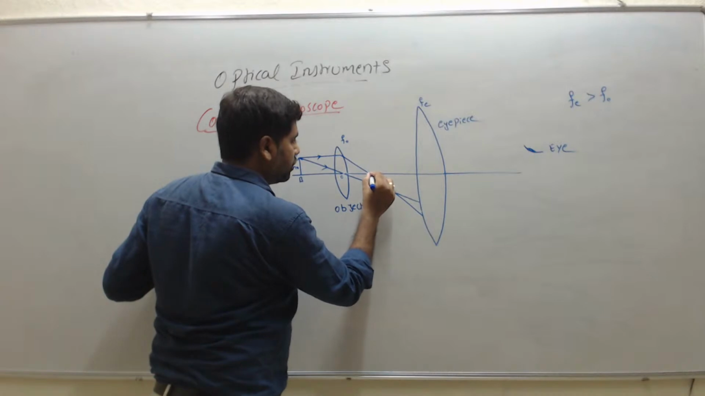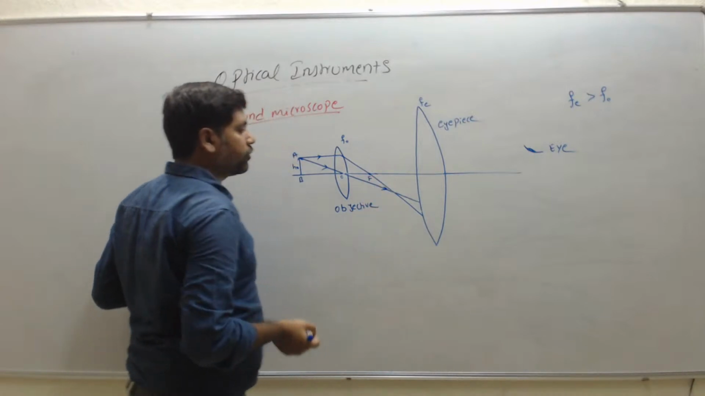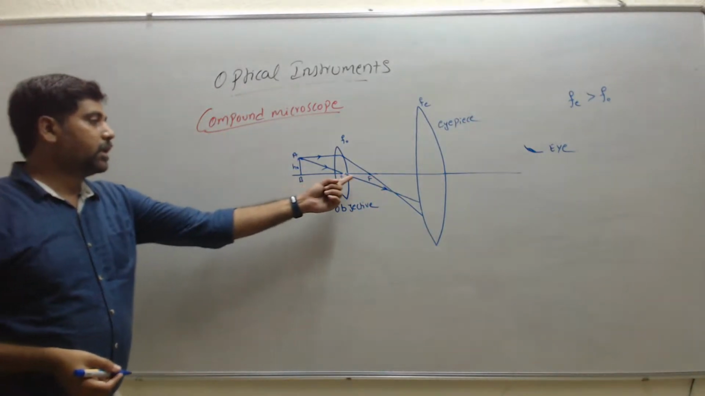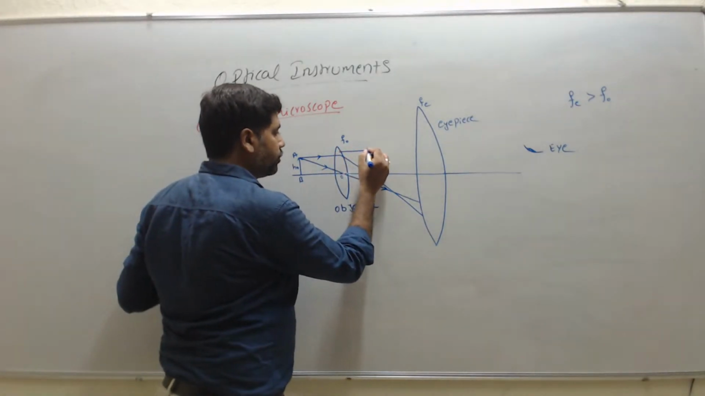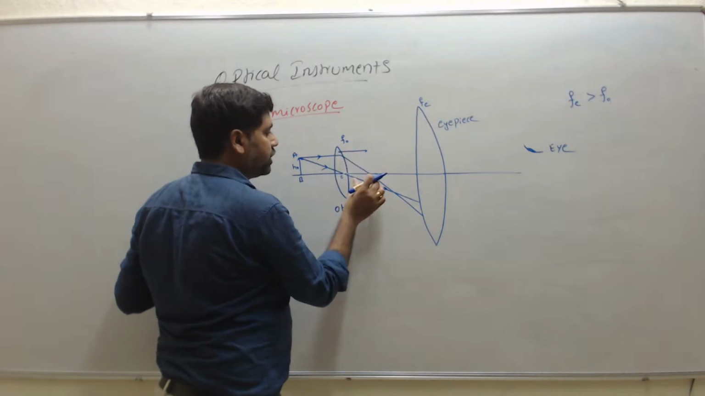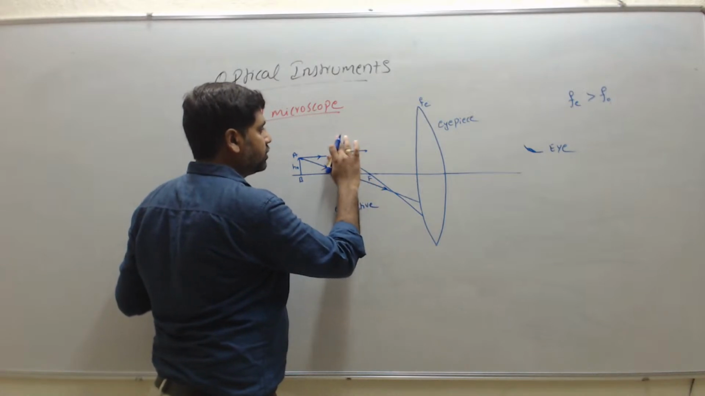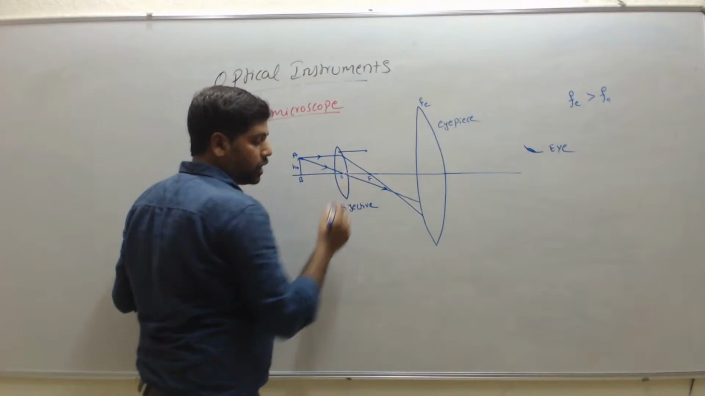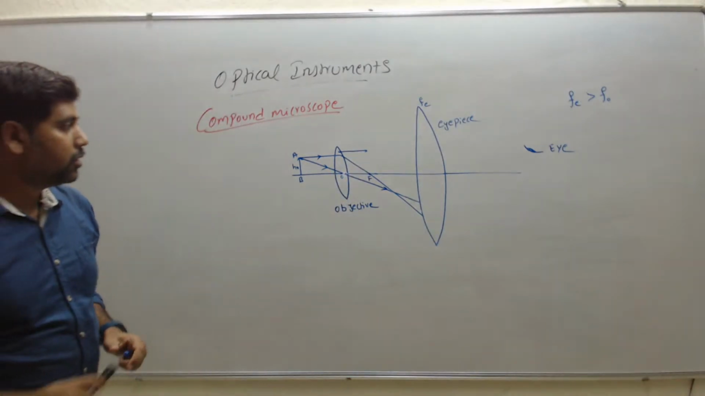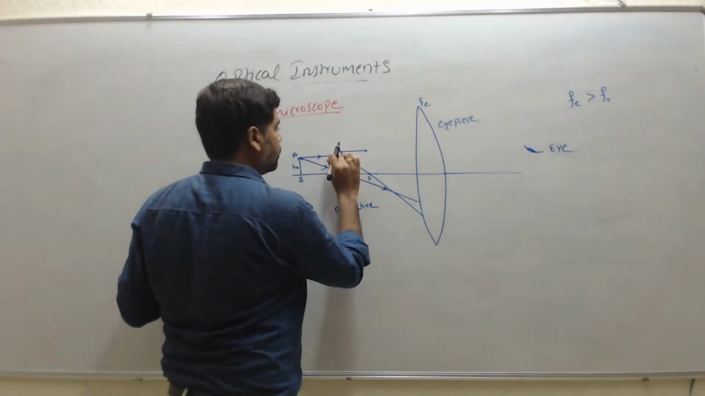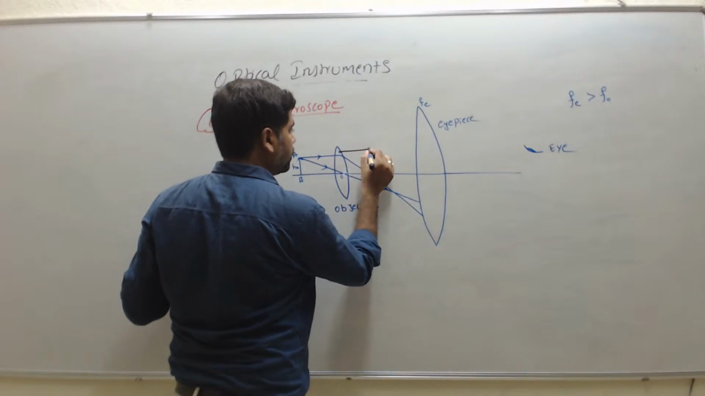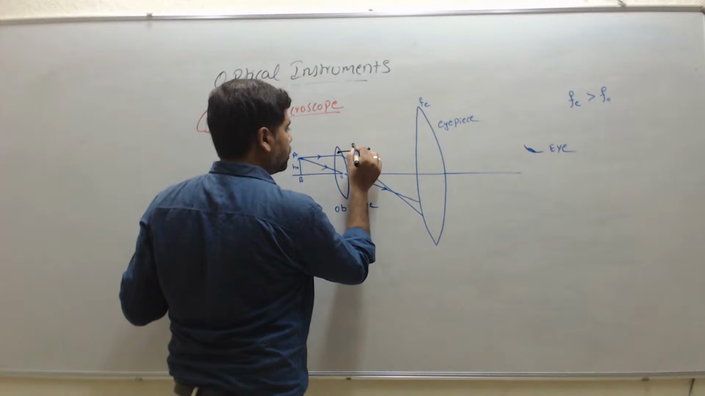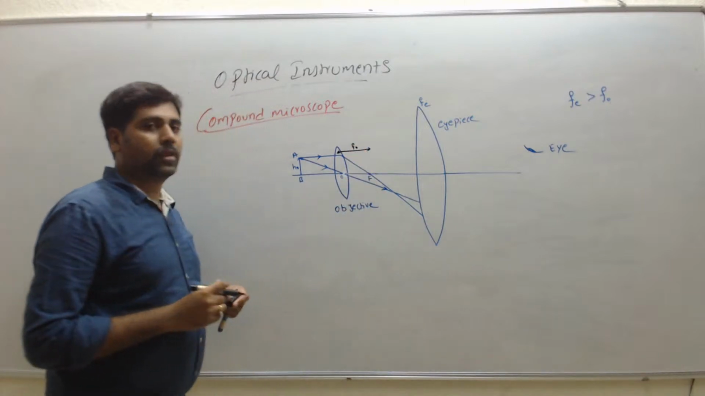So here is the focal point of the second, that is the second focal point. So this distance from the optic center to the focus is f0, that is the focal length. This distance is the focal length f0, right?